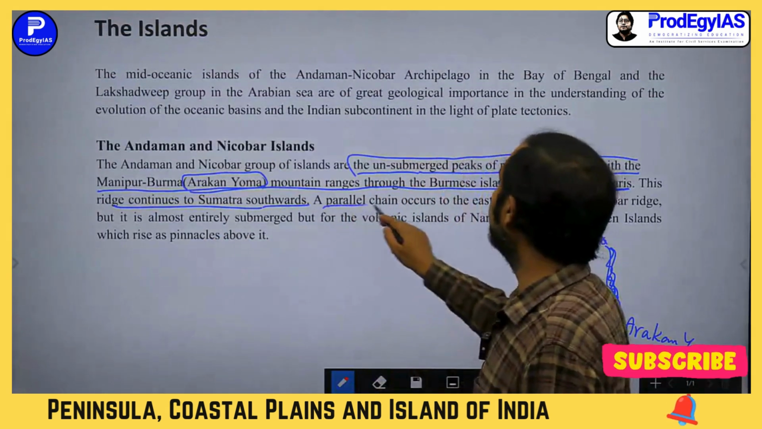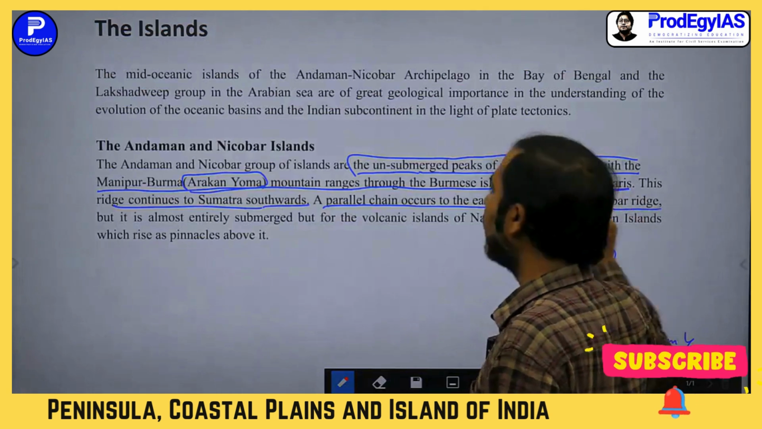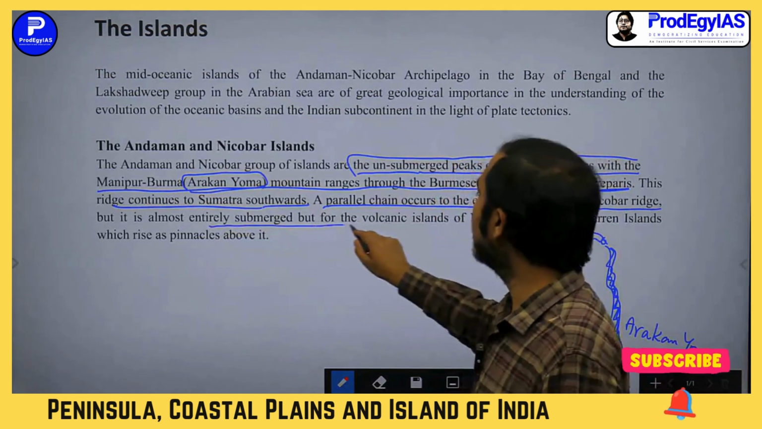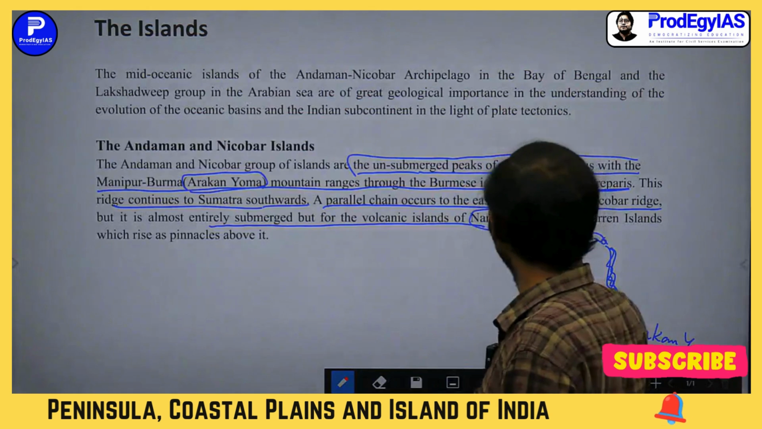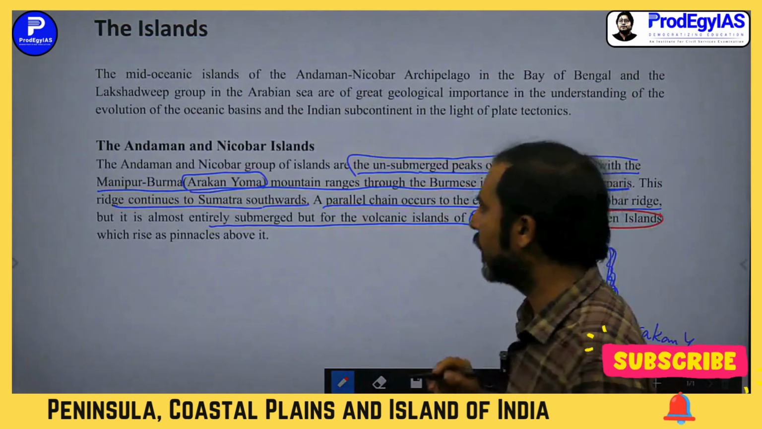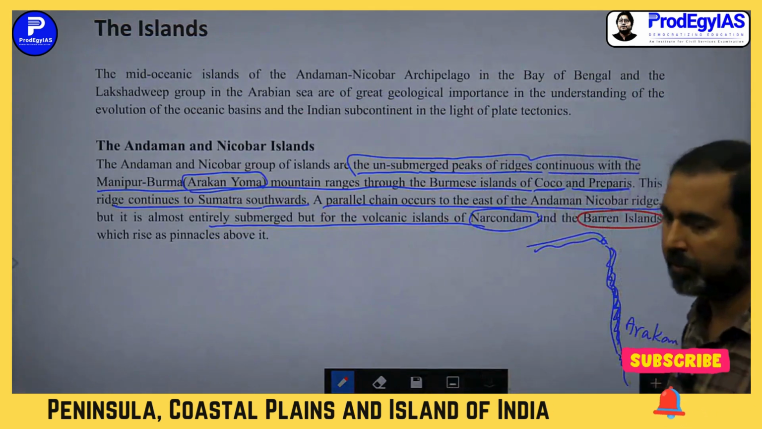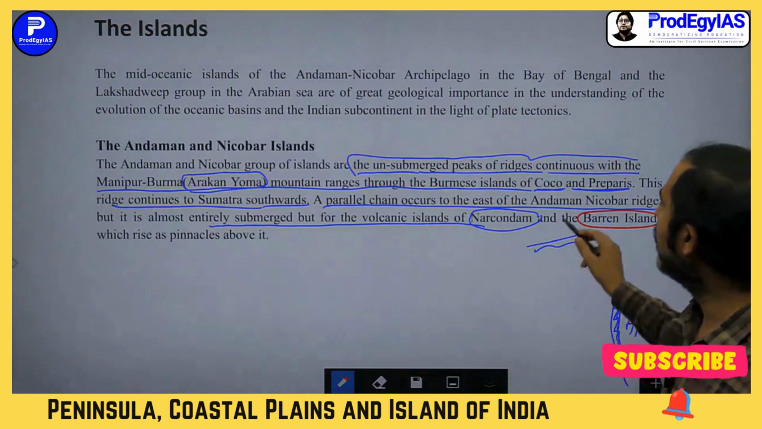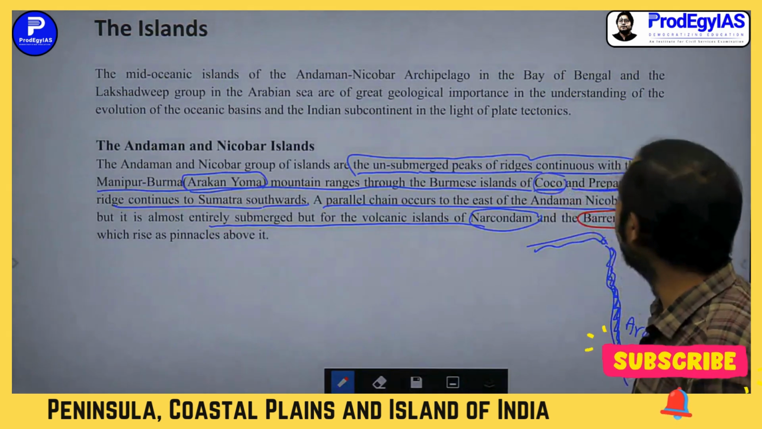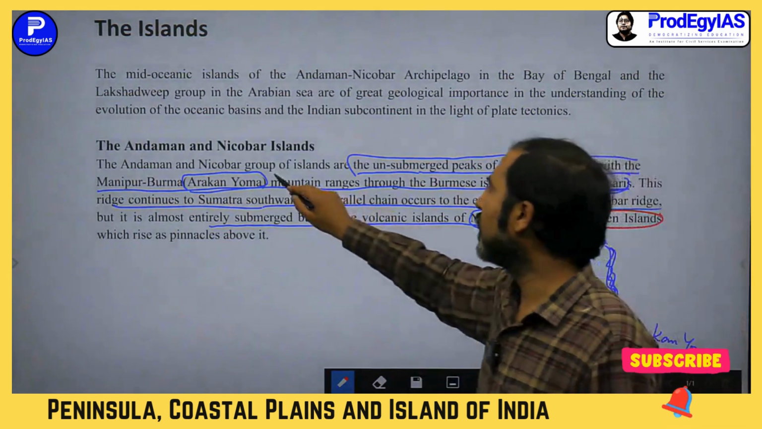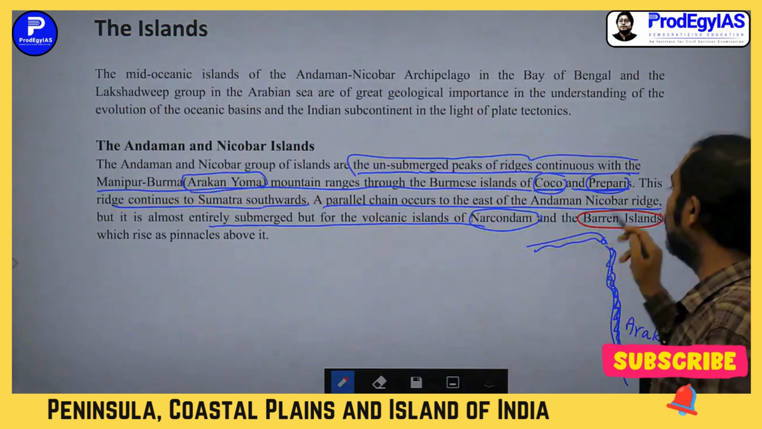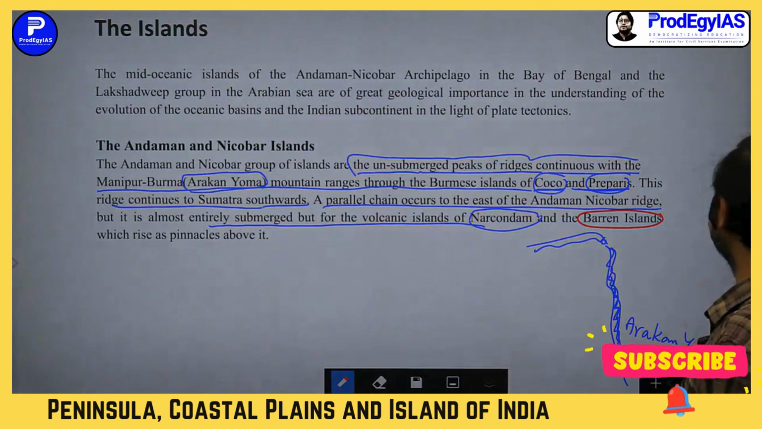A parallel chain occurs to the east of the Andaman Nicobar ridge, but it is almost entirely submerged. But for the volcanic islands of Narcondam and Barren Islands can be seen over there, right? So they are important. Where is Coco Island? Where is Preparis? Where is Arakan Yoma? Where is Narcondam, Barren? We have to see them.